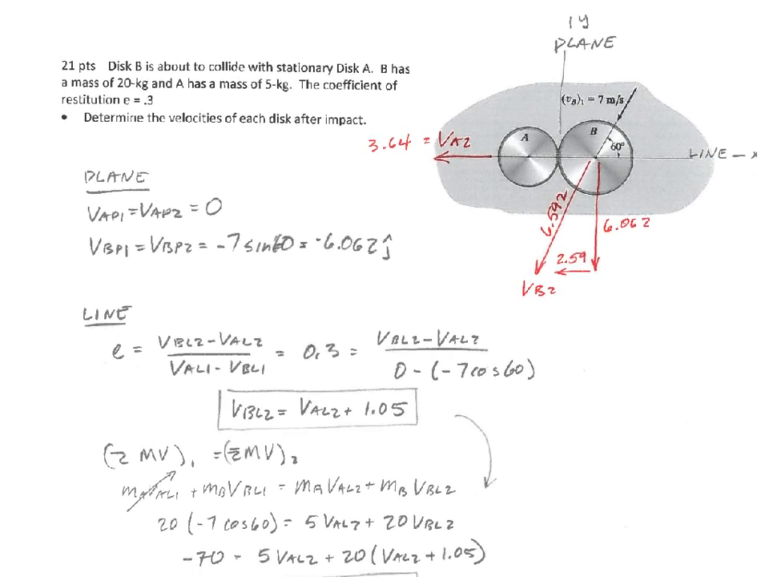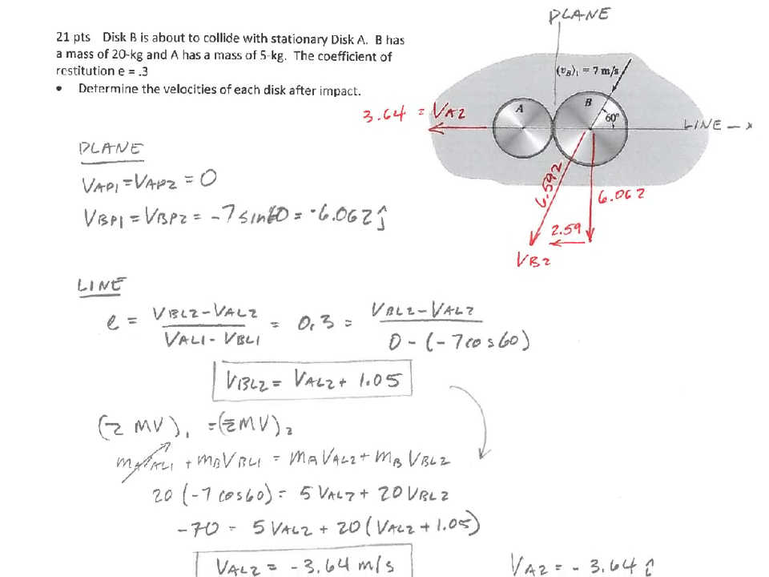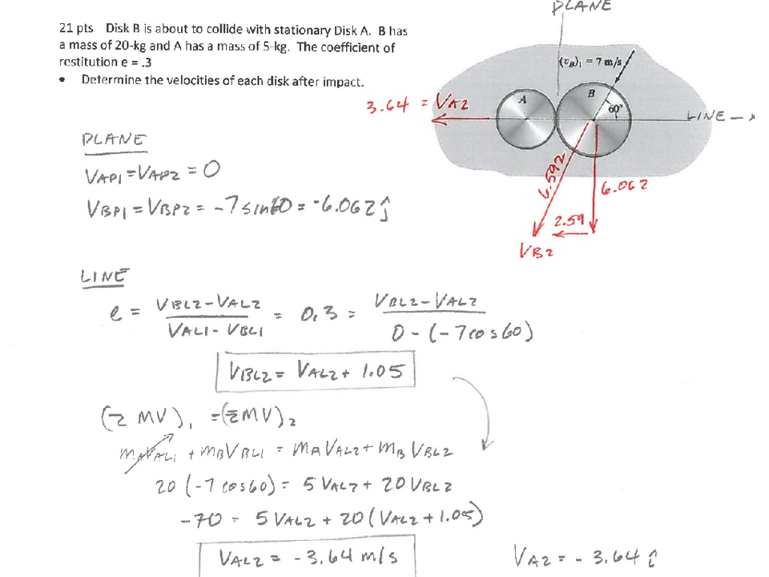The coefficient of restitution and the conservation of momentum apply in the line. So the coefficient of restitution is that e is equal to (VBL2 minus VAL2) over (VAL1 minus VBL1) in the denominator, equal to 0.3. Those are the two unknowns we're looking for. In the denominator, if we call this our positive direction, then on the line, VB has negative velocity in the line direction to begin with, and that's what this negative is all about. The negative times a negative is a double negative in the denominator. We get that equation for VB.